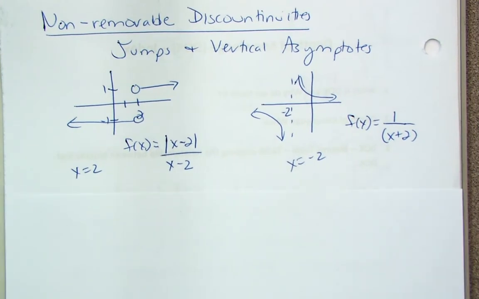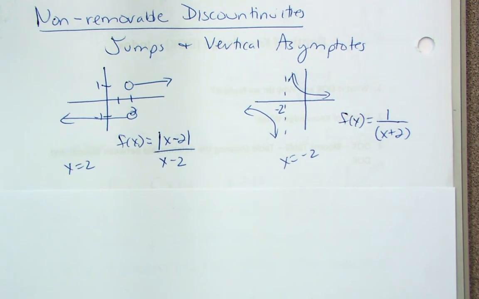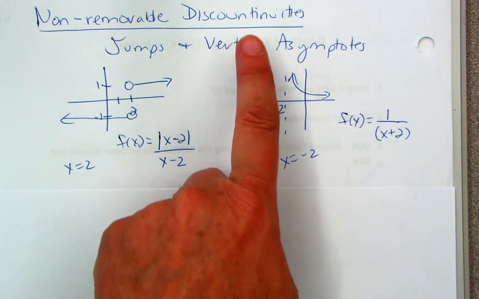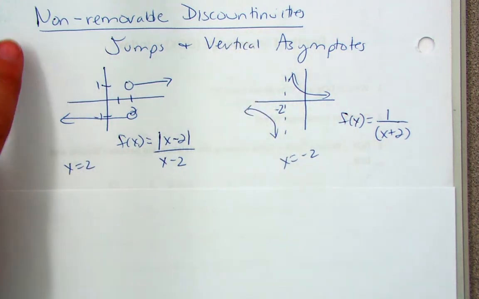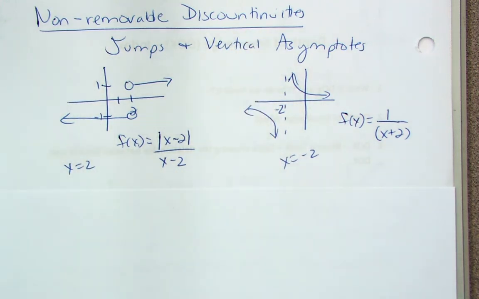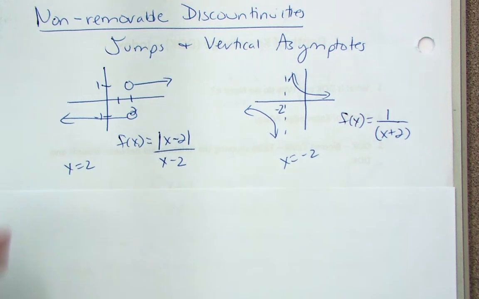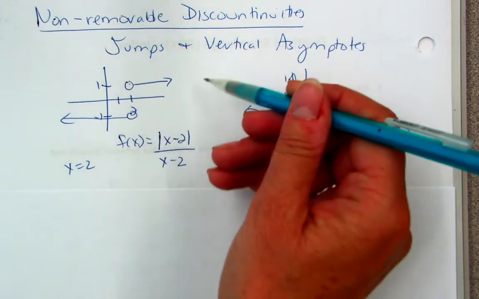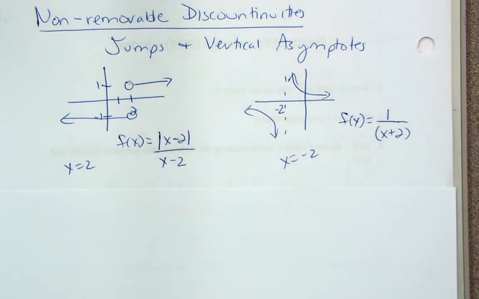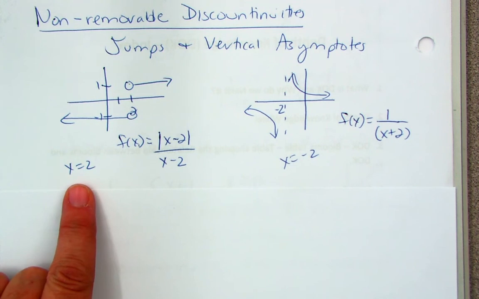So let's look at what are not removable discontinuities. Again, I'm talking about where it's not continuous, but now where it's not removable. And that's in two places: jumps and vertical asymptotes. For example, in this function that we just learned about, the absolute value of x minus 2 all over x minus 2, sketched out as such, I can't literally take my pencil and fill in one point and make that a nice smooth curve. Therefore, x equals 2 is not a removable discontinuity.